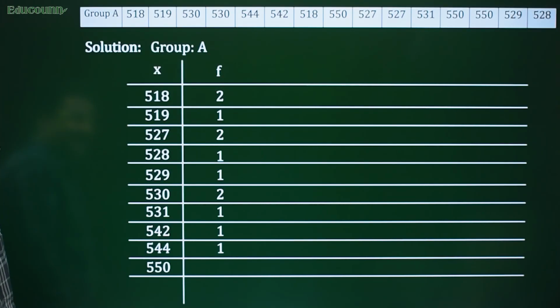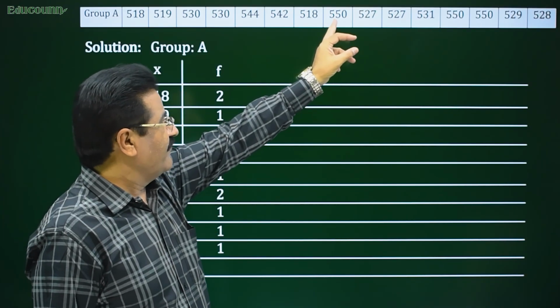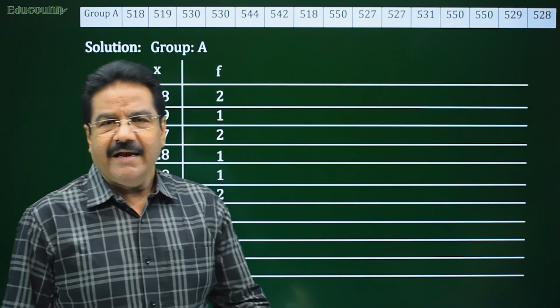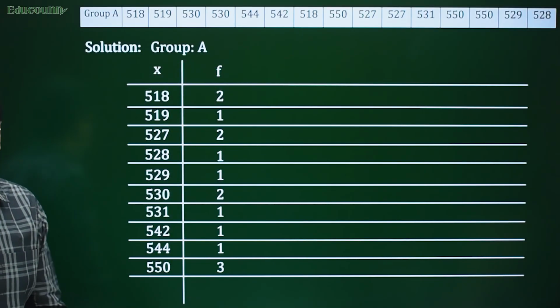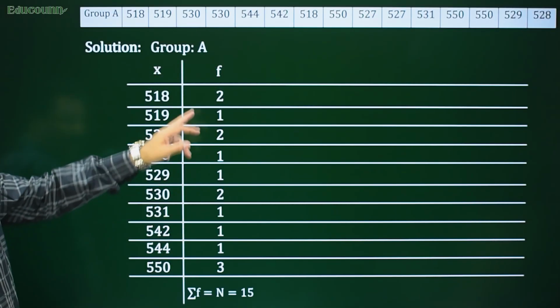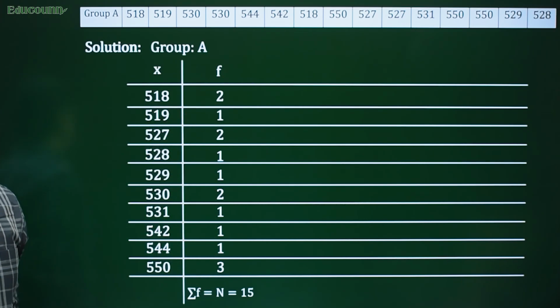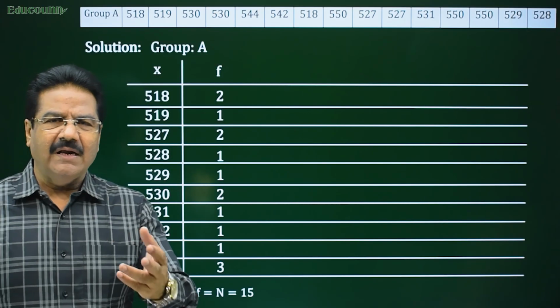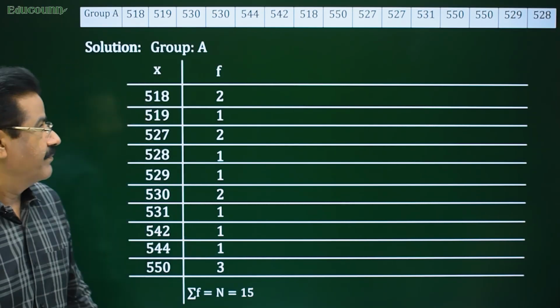And now see 550. How many times is it being repeated? Here 550 is present. Here it is 550. Here also 550. It means that it is repeated 3 times. Next we have to find capital N, the total frequency, that is 15. 15 means the total number of students given was 15.